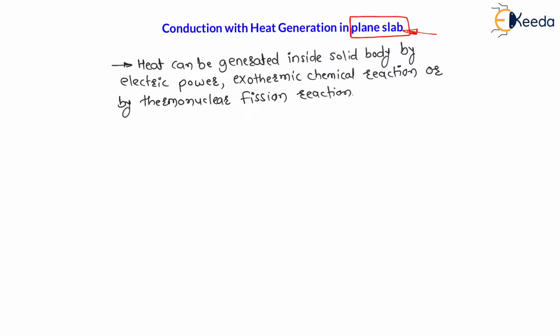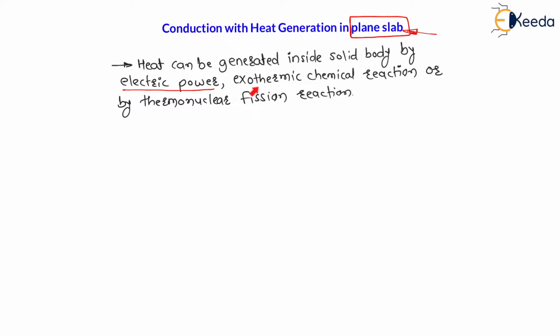Now, my dear students, in any component, let us say it may be a plane slab, a cylinder, a sphere, or any other solid component, heat can be generated inside the solid body by electric power. The first way of generation of heat is electric power.